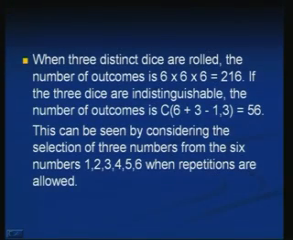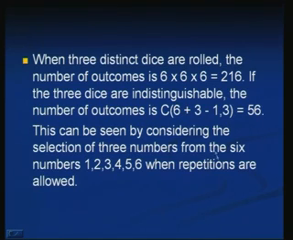Now, another example is this: when 3 distinct dice are rolled, the number of outcomes is 6 into 6 into 6, 216. So, you are having 3 distinct dice and the number of possible outcomes is: the first one can show any one of the 6 numbers, the second one can show any one of the 6 numbers, and so on. So, you have totally 6 into 6 into 6, 216 ways.